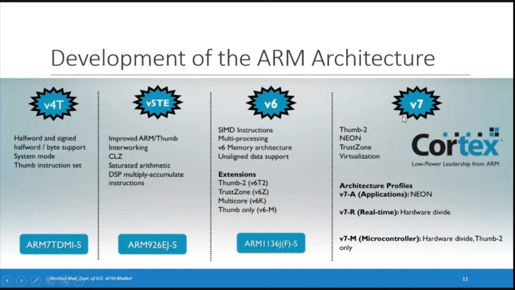So in CSC also they have this ARM subject. I think for the 4th semester they had it. They actually studied this ARM7 TDMI, which was version 4. But what you are studying is the Cortex microcontroller, that comes under version 7.